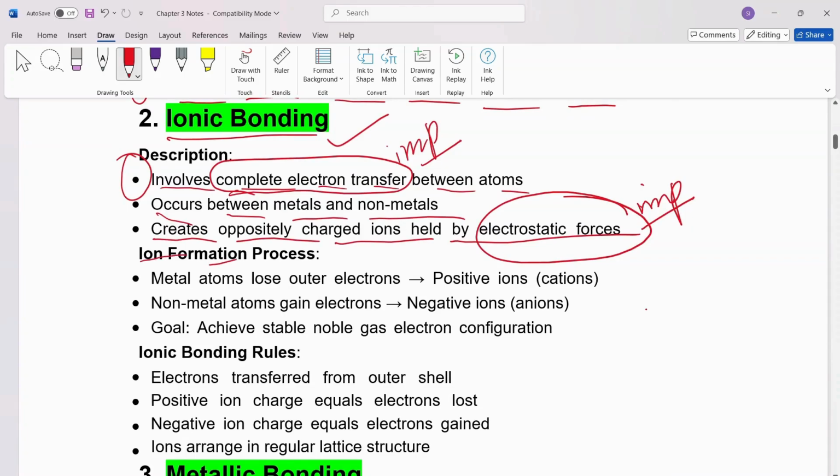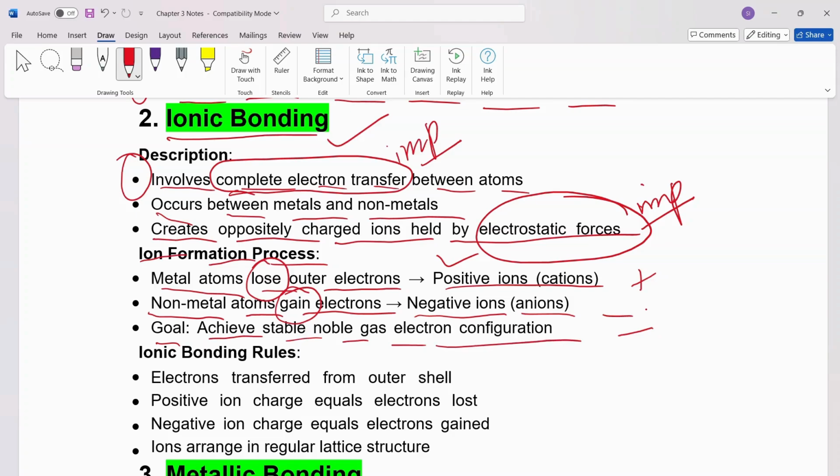Now the ion formation process. Metal atoms lose outer electrons. So when they lose, they become positive ions, also called cations. And then non-metal atoms gain electrons. So they become negative ions called anions, with negative charge. So the atom that loses becomes positive and the atom that gains becomes negative. The goal is to achieve a stable noble gas electronic configuration.